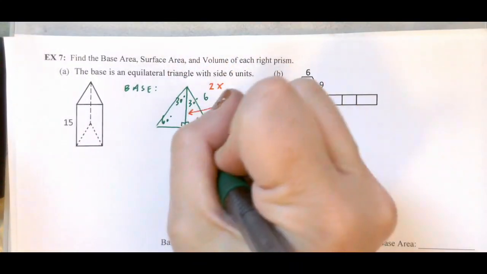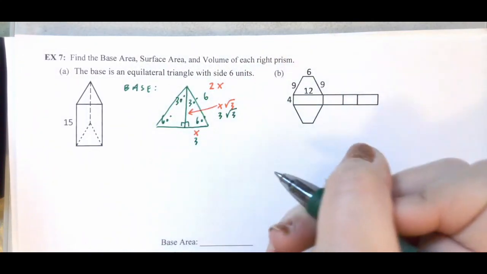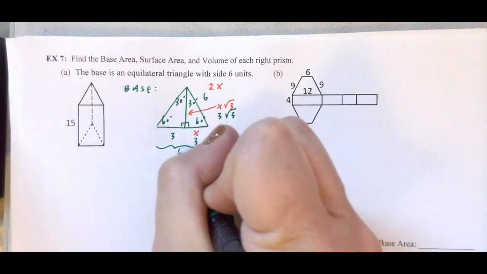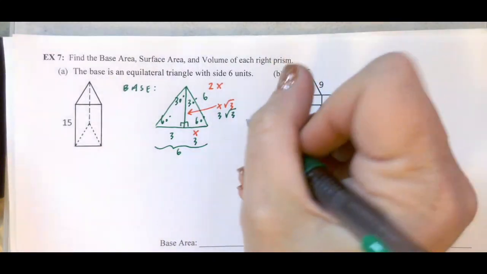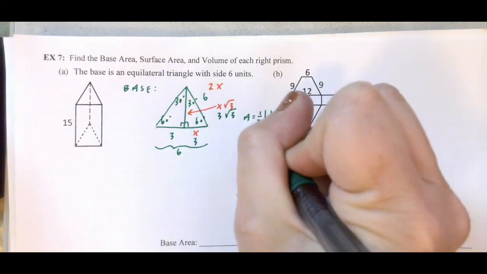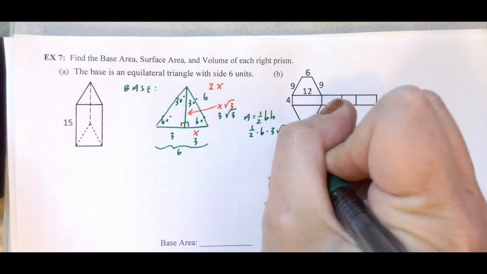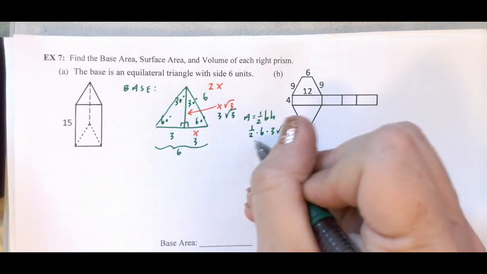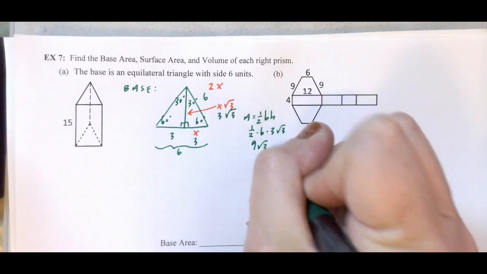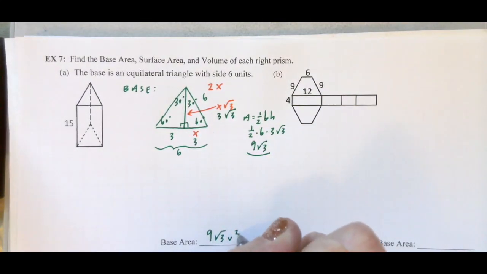So I end up with a 3 right here and a 3 root 3 right here for the height. I don't want to forget though that my full base is 6. So my area of my base, half base times height, is half of 6 times 3 root 3. And if I multiply that across, half of 6 is 3 times 3, and I'm at 9 root 3. My units are squared.